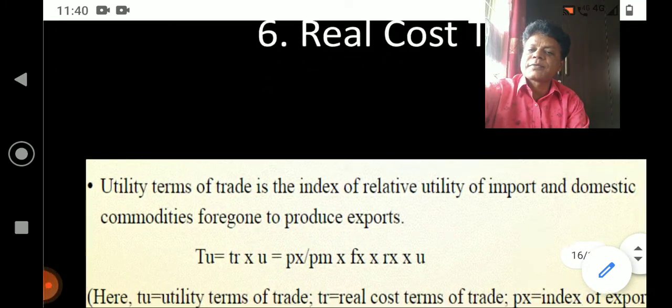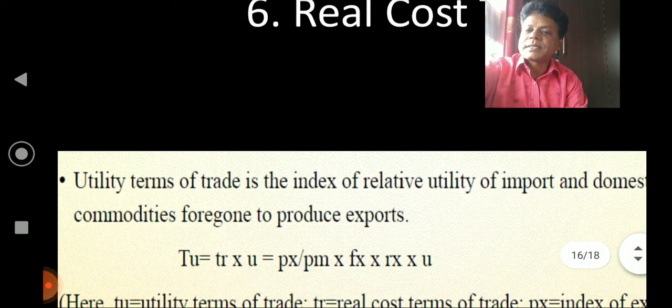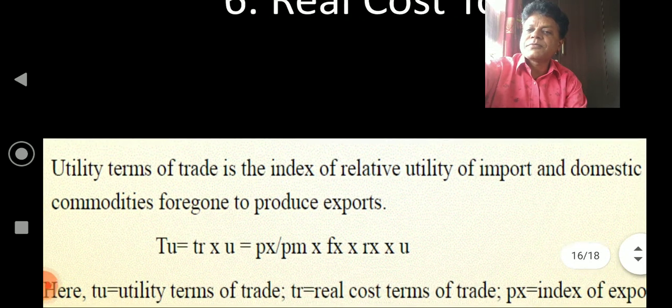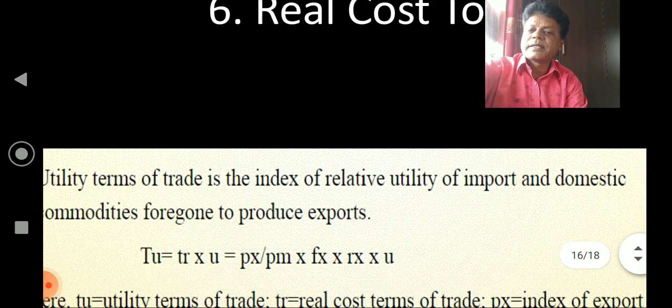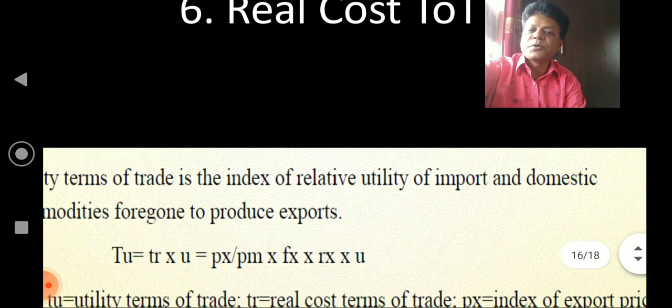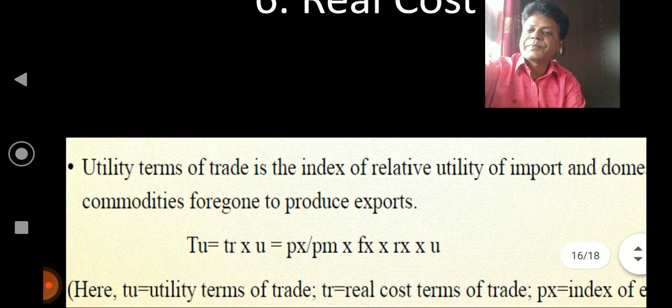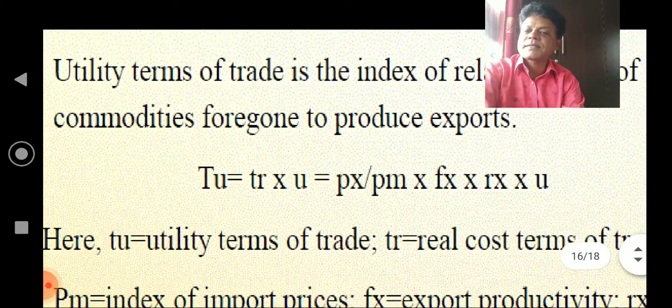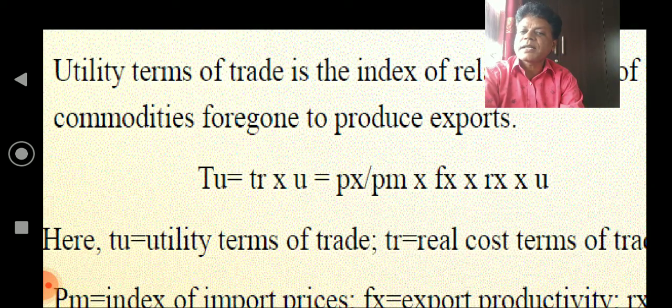In real cost terms of trade, it is expressed as the utility terms of trade, the index of relative utility of imports and domestic commodities foregone to produce exports. Technically or in formula, it is written as TU is equal to TR into U, which is equal to PX upon PM into FX into RX into U.